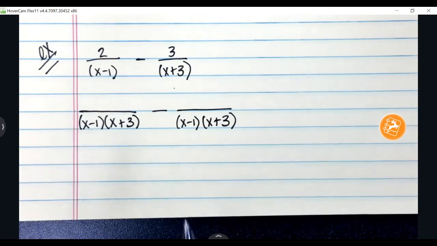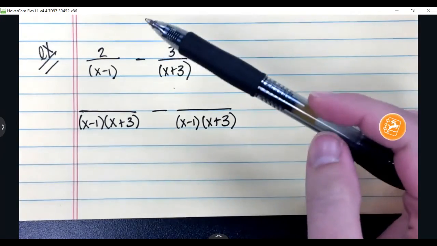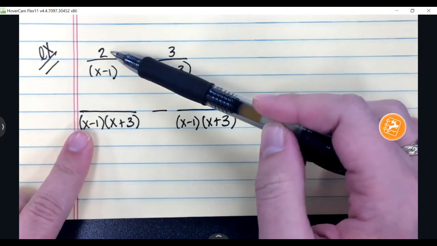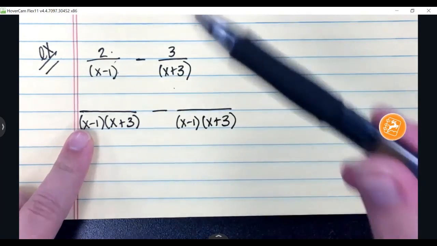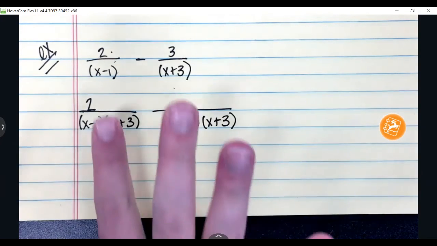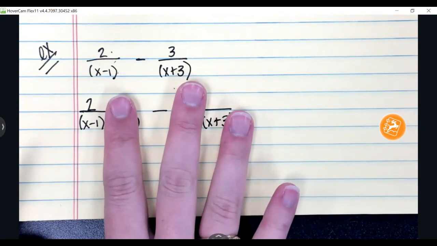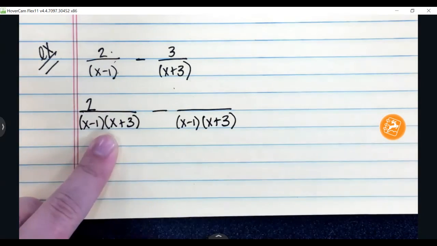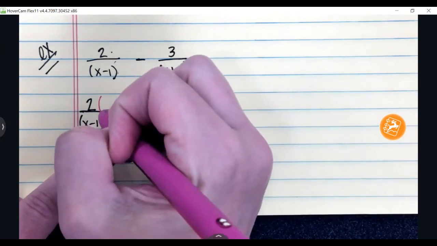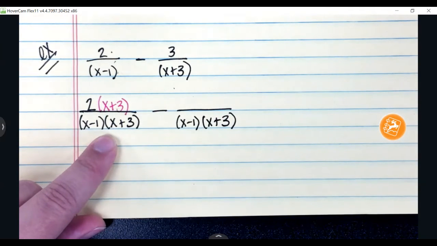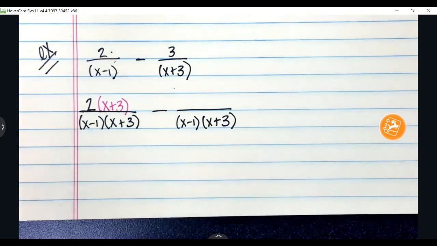Okay, now the easiest thing to do is to rewrite my first fraction down here. So this said 2 over x minus 1. So I'm just going to write my 2 over x minus 1. That looks like the same thing. Do you agree? What did I add to my denominator to get the new one? X plus 3. So whatever I had to add in my denominator, I have to add that piece in my numerator.